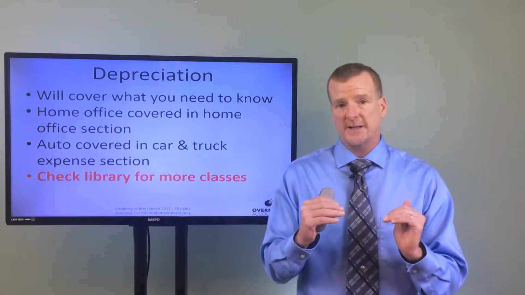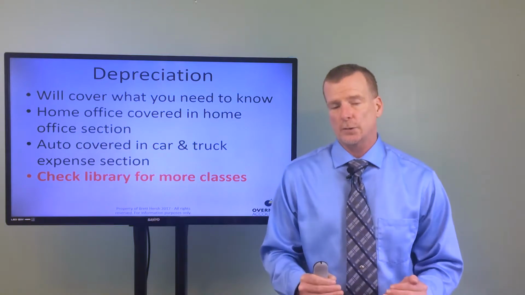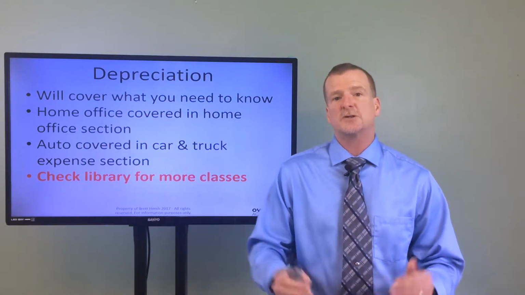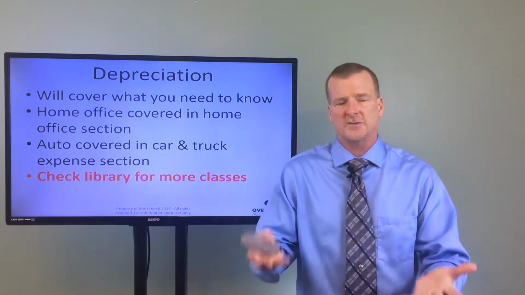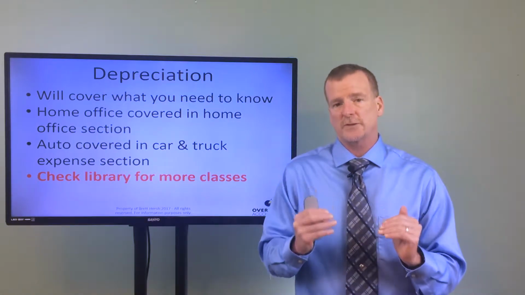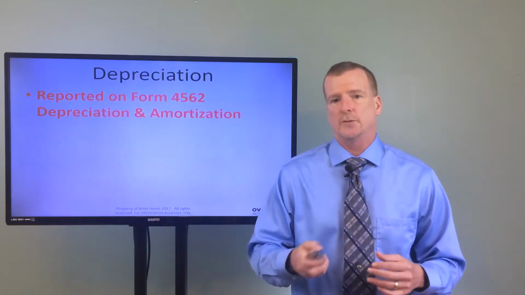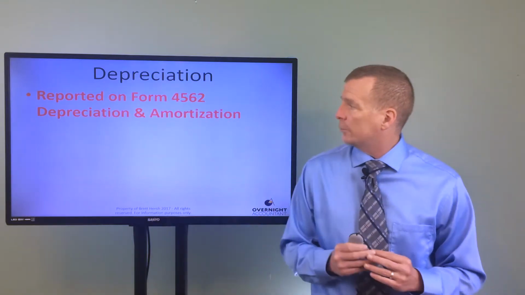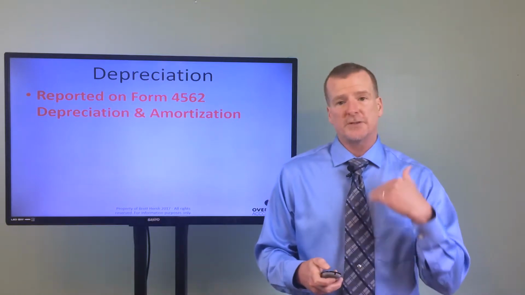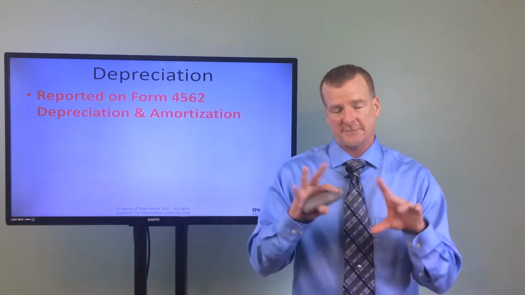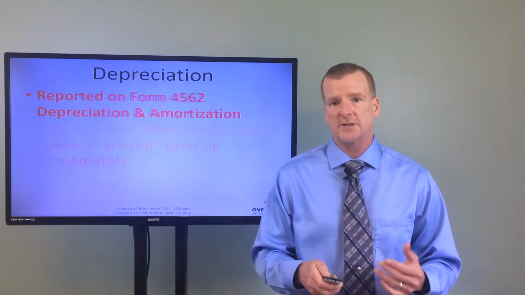But this is a very complex area, and it's one of the longer sections of the course because we want you to have a working knowledge of this so you can discuss it with your professional, and so you get an idea of what to do if you're going to buy something relatively expensive. It's reported on Form 4562, Depreciation and Amortization. That's where it comes from, so as you add items into your software, that's where it should go.